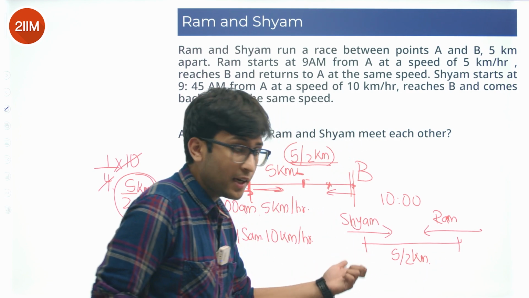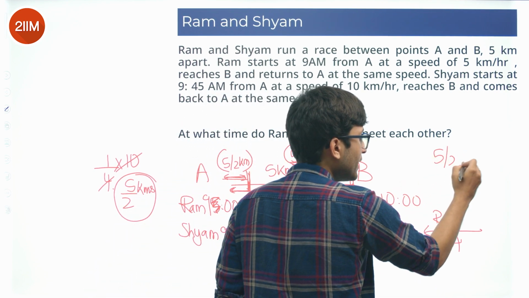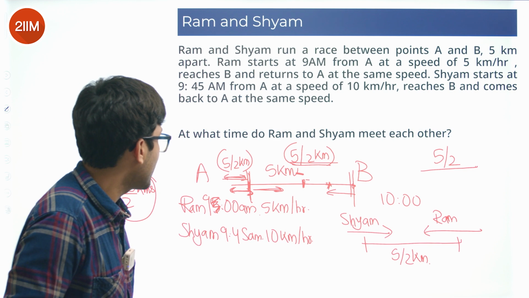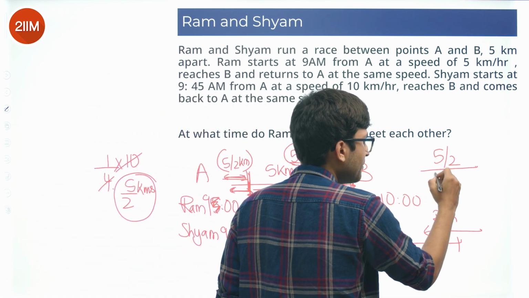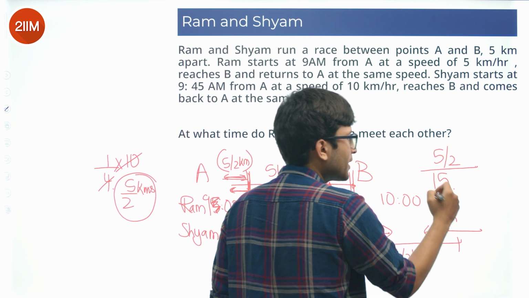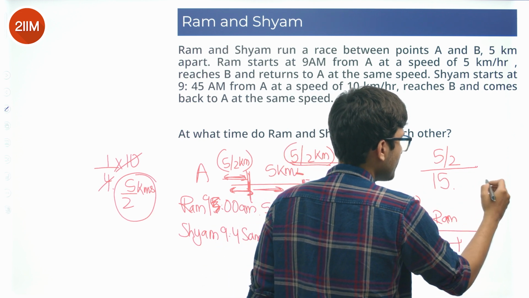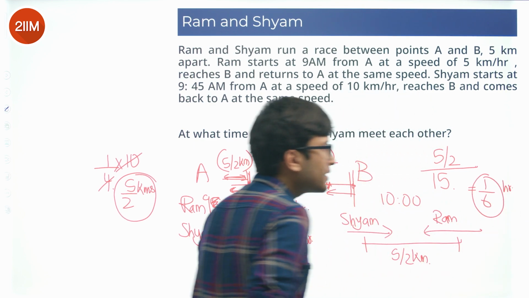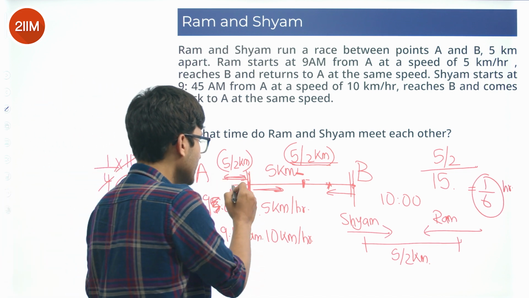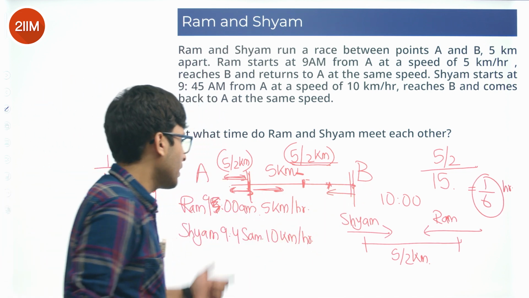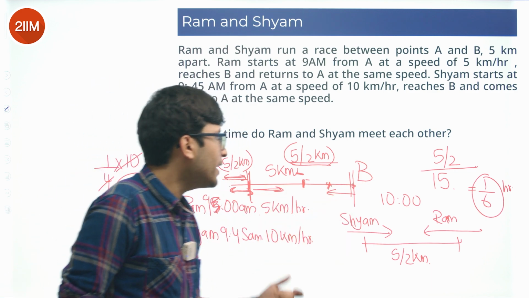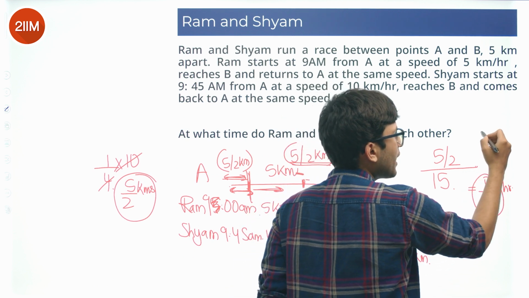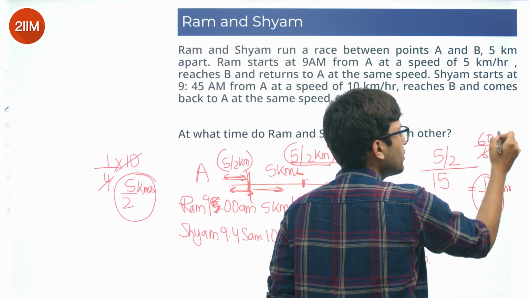I know the distance between them, and I know their speeds. As they are moving towards each other, I have to add to get the relative speed. So I add 10 plus 5, which is 15. So the time would be equal to 5 by 3, which is 1 by 6 of an hour. It would take 1 by 6th of an hour more after 10, because Ram would have moved till point B by then. 1 by 6th of an hour is 60 by 6, which is 10 minutes.